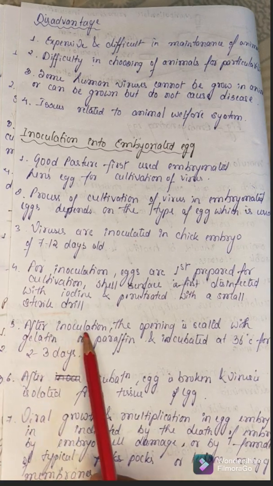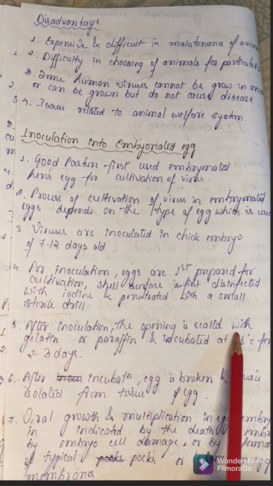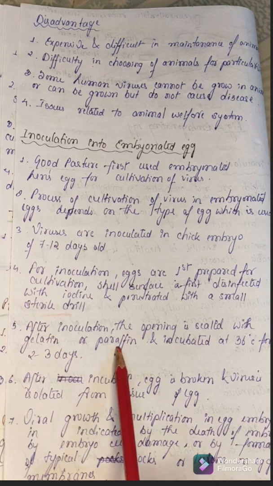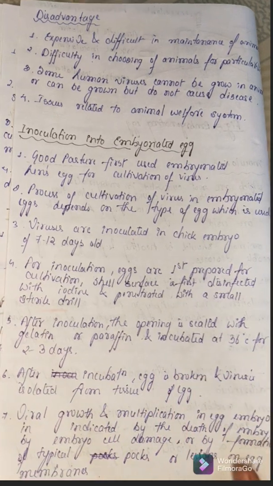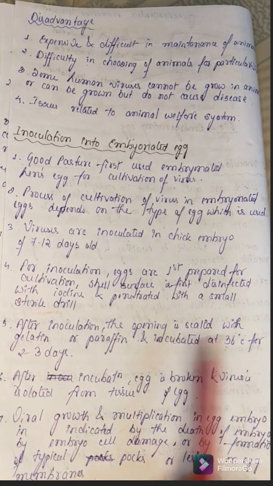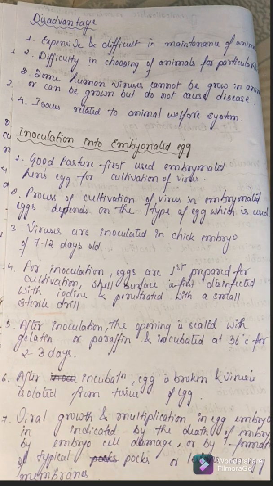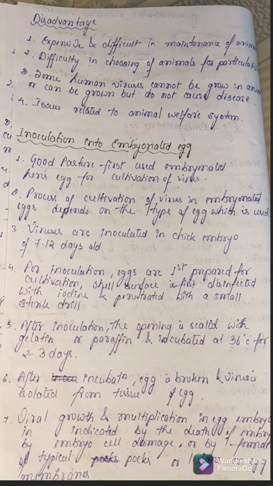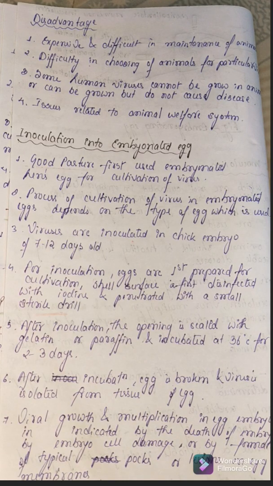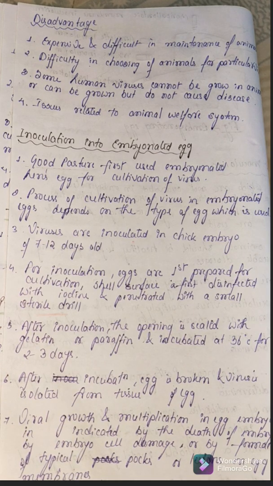And number 5 is, after inoculation, the opening is sealed with gelatin or paraffin and incubated at 36 degrees Celsius for 2 to 3 days. The inoculated egg is sealed with gelatin or paraffin so that foreign particles do not enter the egg, and that egg is incubated at 36 degrees Celsius for 2 to 3 days.